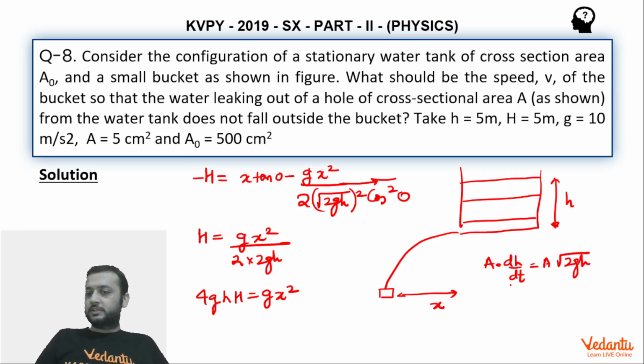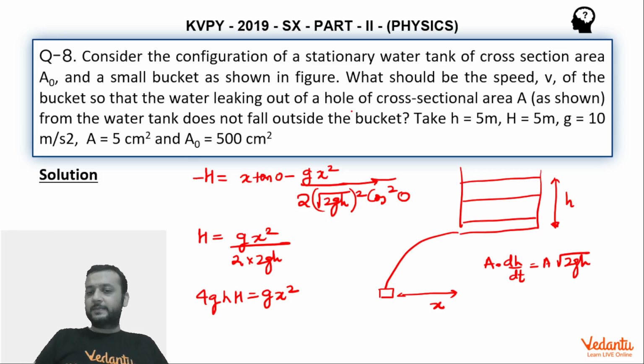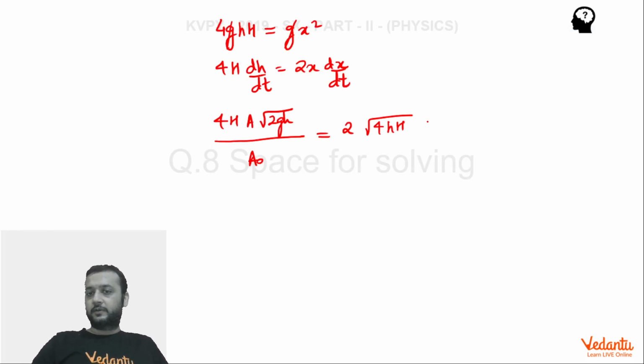So dh by dt is A into root 2 g h by A naught. This will be equal to 2x into dx by dt, and the value of x you can again find from the earlier equation itself. You see that x is nothing but root of 4 h H. So we put here root of 4 h H into dx by dt. Dx by dt is nothing but the speed of this block, which is what we have to find. Now this solves the question.